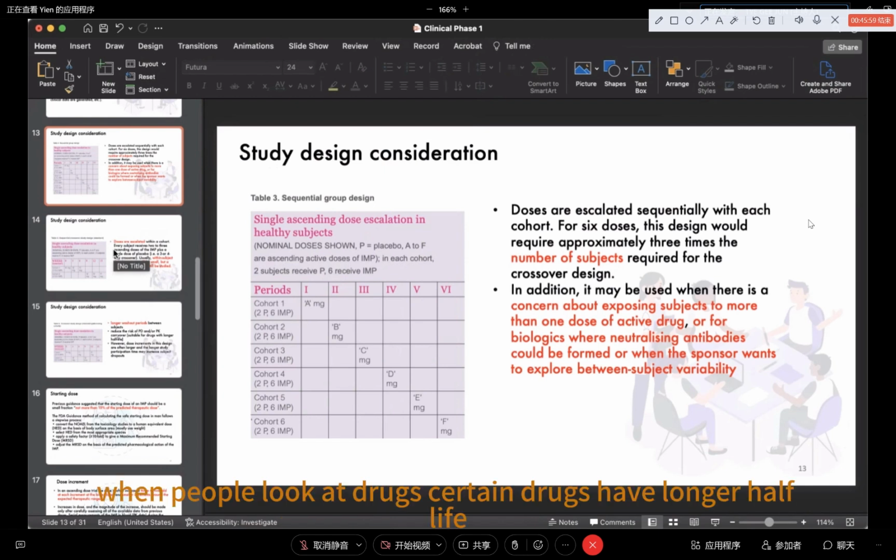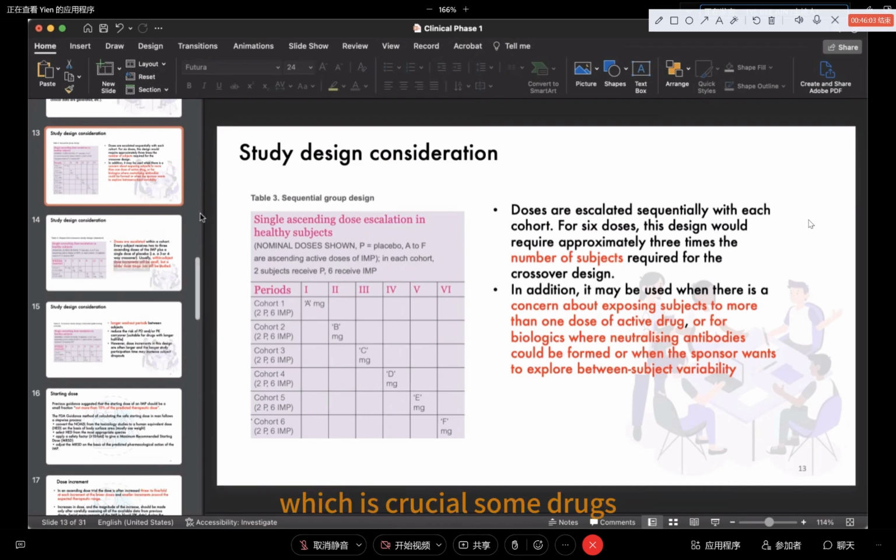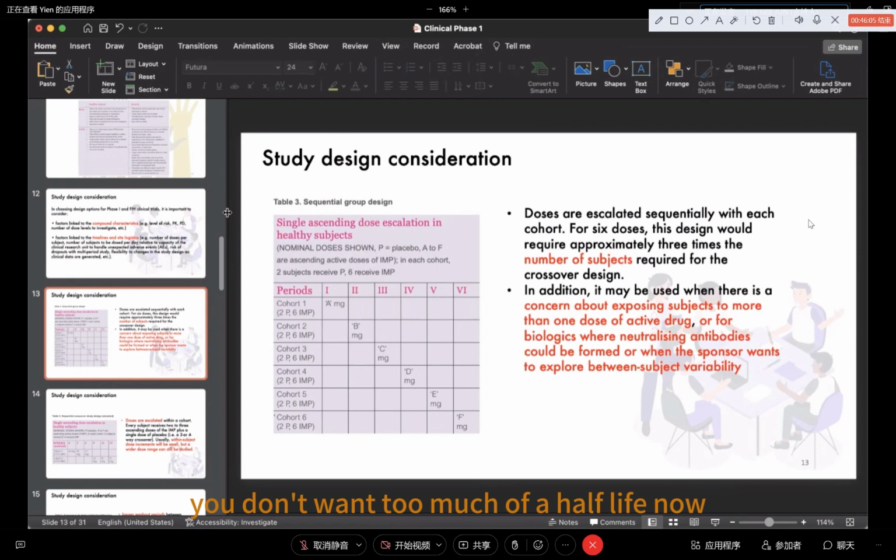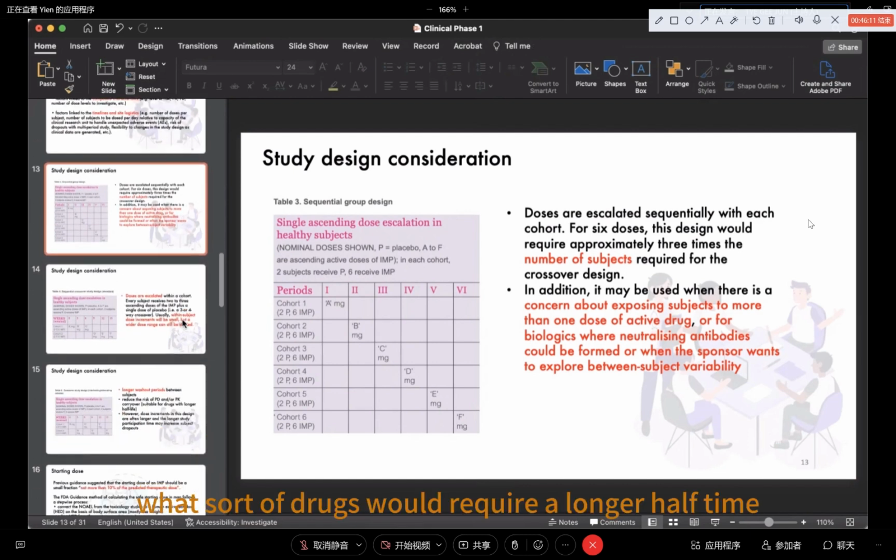When people look at drugs, certain drugs have a longer half-life, which is crucial. Some drugs you don't want too much of a half-life. Now, if I were to pose this question to everybody, what sort of drugs would require a longer half-life, while what sort of drugs would require a shorter half-life? Anybody want to answer?